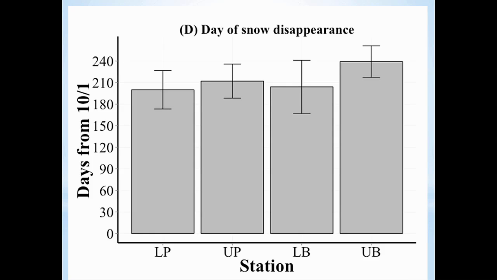In terms of the snow disappearance date, which is the date when all the snow has disappeared from the ground, it's about 30 days. So at the highest elevation, the snow lasts about 30 days longer than at the lowest elevation.